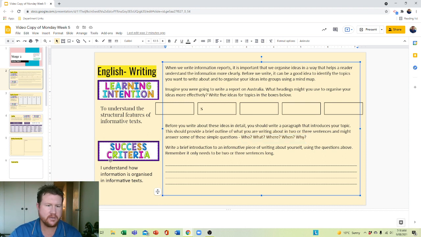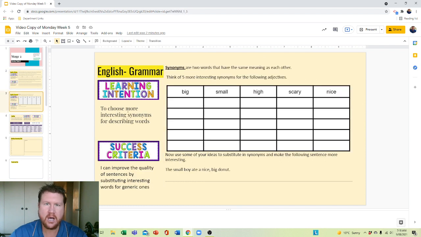Write about it, let's see what you do. And to be successful in this, I understand how information is organized into informative texts. Have a bit of fun with it, have a play with it, it should be fun. Now, synonyms. We're going to help, here's some big words for you, we're going to broaden your personal lexicon. That just means get you to know more words. I like to use big words though, because that's what we're doing.